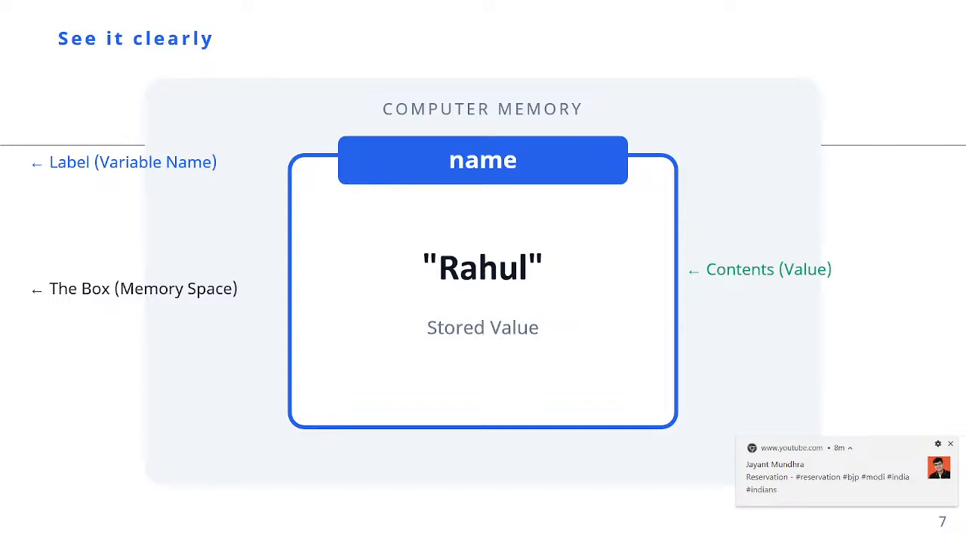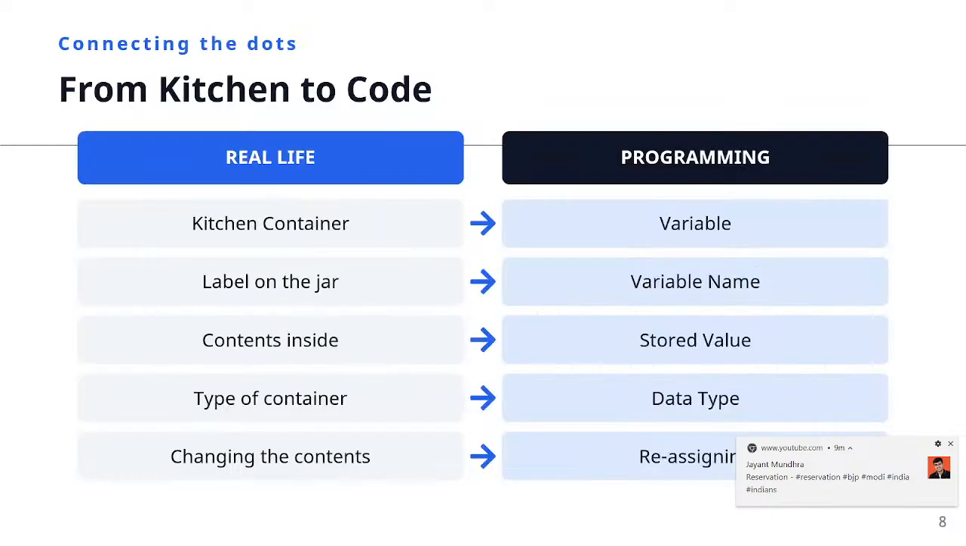Now look at this big picture. The blue rectangle you see is like a box inside a computer memory. The blue label on the top says name. This is a variable name. Inside the box is a value that is Rahul. Whenever a program needs to know the name, it simply goes to this box labeled name and reads what's inside that box. So next, let us connect the kitchen to programming.